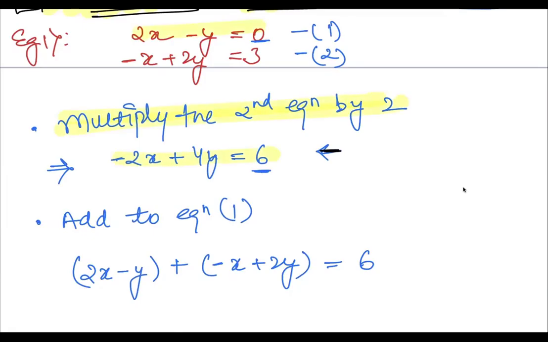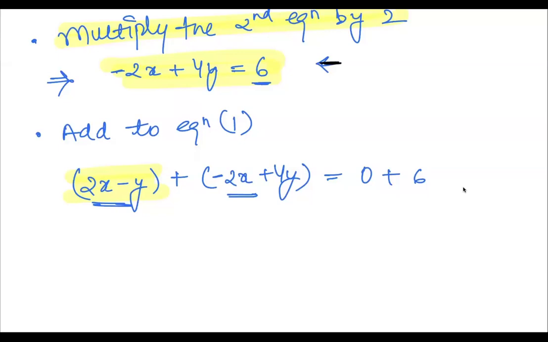Now what I'm doing is adding this equation and this equation. What is my first equation? 2x minus y. And my second equation is minus 2x plus 4y, right? And on the right side, 0 plus 6. So 0 is for this equation and 6 is for this equation. First tell me, did you all understand what I did?